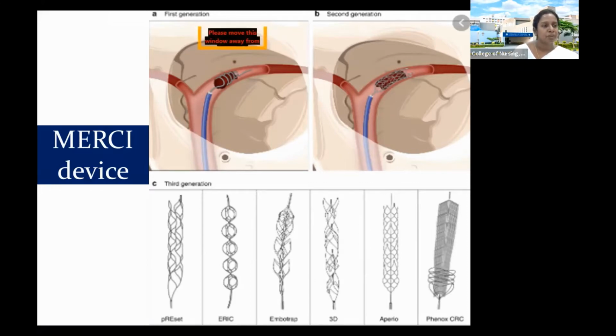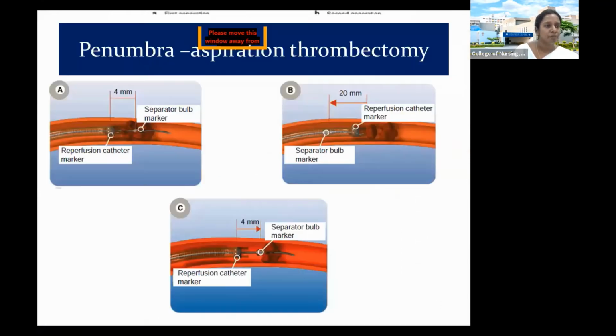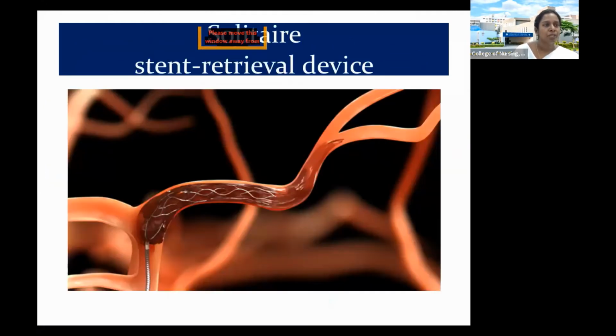Okay, this was a device where they used devices to remove the clot. The second one is an aspiration thrombectomy called Penumbra. This is also not used anymore. This is what is currently being practiced. The device name is Solitaire. It is a stent retrieval device.